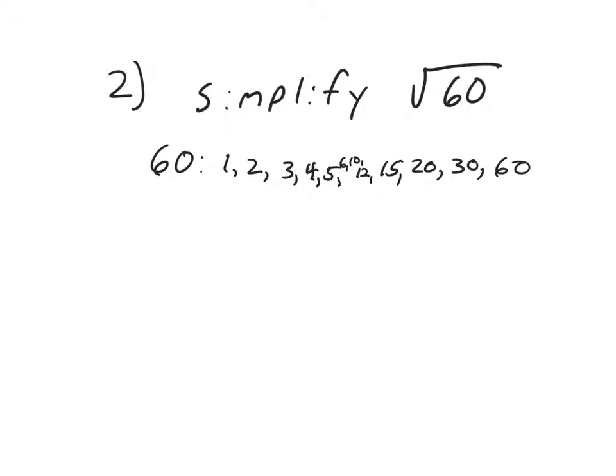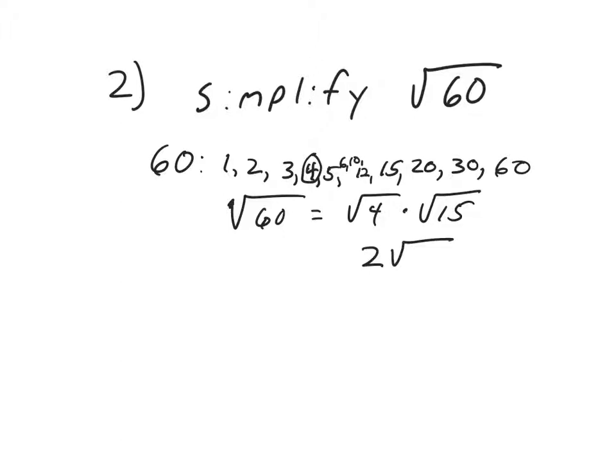Okay, so we're going to look for the biggest perfect square in this list, if we can find one. And I see 4. Let's keep going. And it looks like 4 is it. So we're going to split 60 into 4 times 15. So we end up with the square root of 60 equals the square root of 4 times the square root of 15. 4 is a perfect square, so the square root of 4 is 2, and then the square root of 15 we're just going to leave alone.